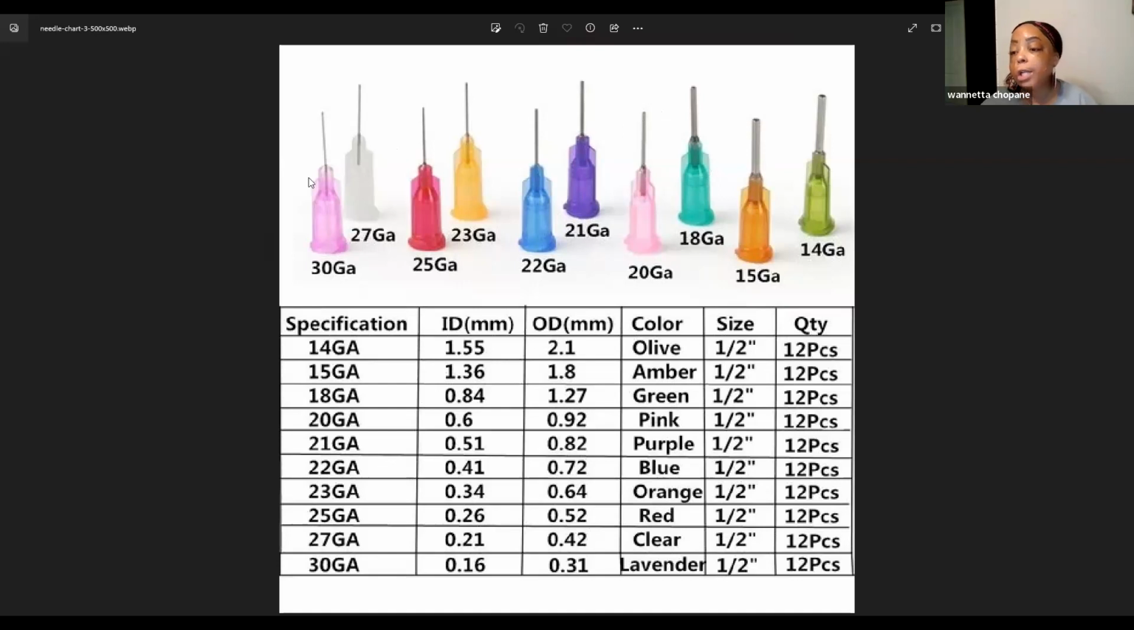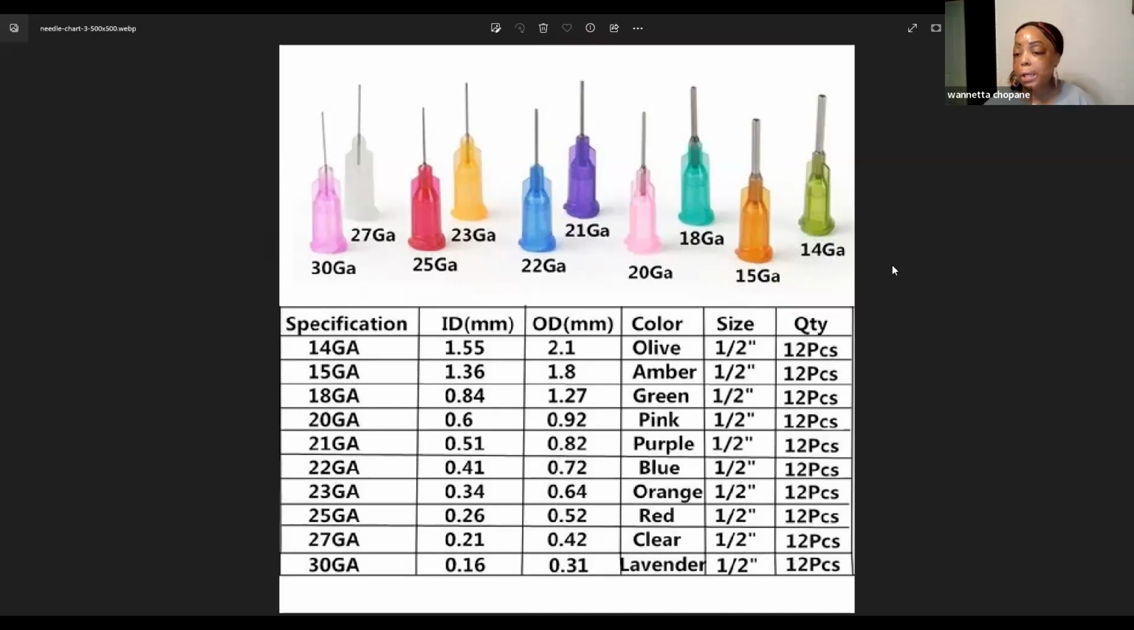So what I need you to understand is, I just explained to you that the bevel is the actual opening to the needle at the end, and the lumen is what size that hole is at the end. So these are the sizes of needles: 14 gauge, 15 gauge, 18 gauge, 20 gauge, 21 gauge, 22 gauge, 23, 25, 27, 30. But what do you notice about the sizes?